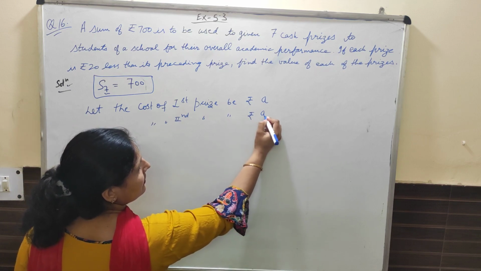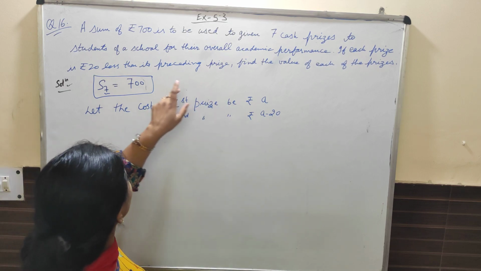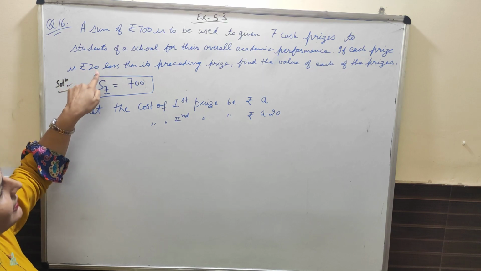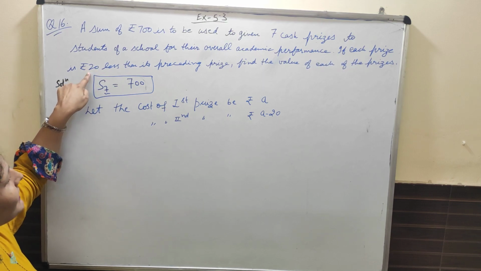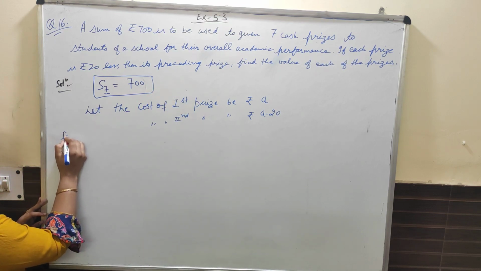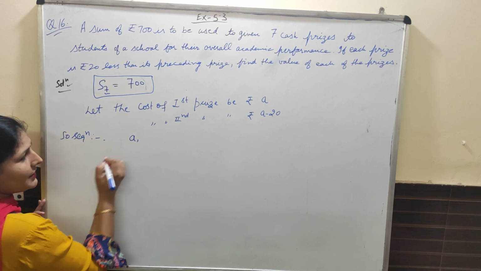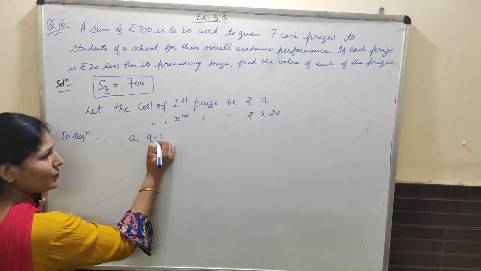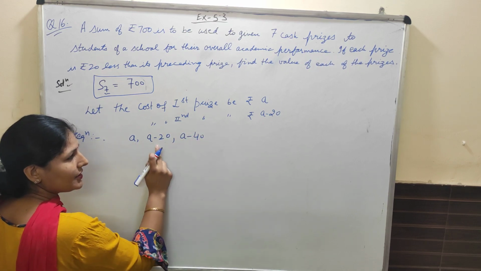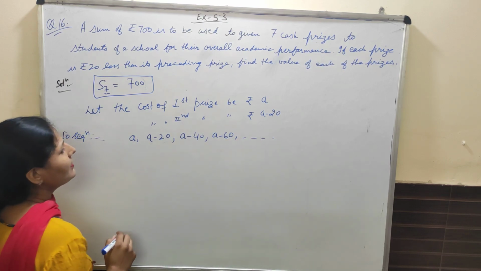Rupees A minus 20. Why is it so? Because the preceding term will be more than the succeeding term; each price is 20 rupees less than its preceding price. So the sequence will be like this: if the first term is A, the next term is A minus 20, then A minus 40, 20 less again, then A minus 60 and so on.